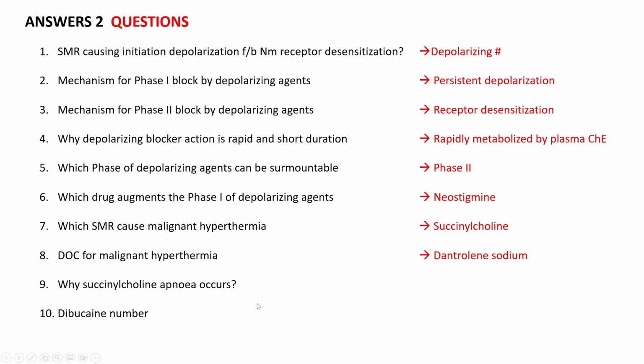It is dantrolene sodium. Why does succinylcholine apnea occur? Mainly due to individuals with atypical pseudocholinesterases. The dibucaine number is going to differentiate the percentage of inhibition of pseudocholinesterases and the true cholinesterases, thereby you can identify the risky individuals who can go for succinylcholine apnea. Thank you.